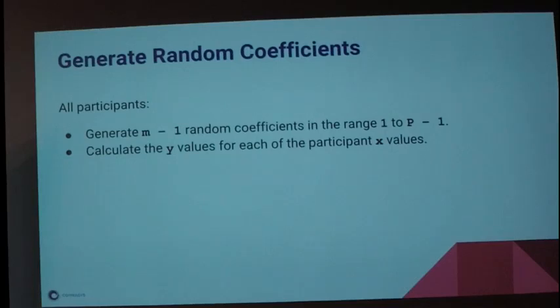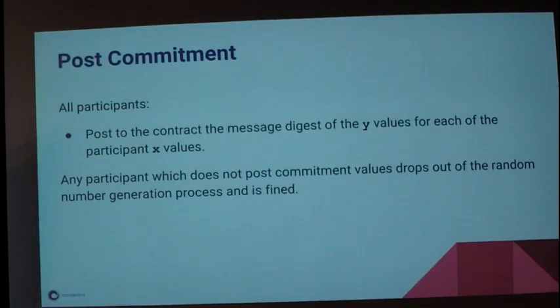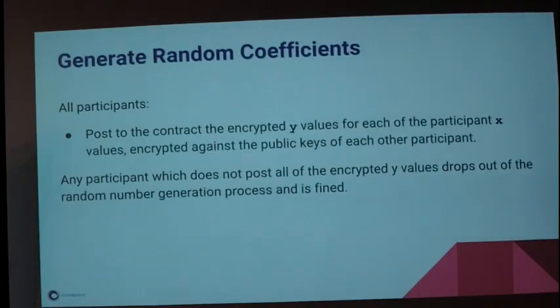Then all participants generate one of those random Shamir secret sharing style curves, where you've got a set of coefficients and a curve of order m. You calculate the y values for each of the participants' x values. So for each of the other participants, you calculate the y value. Then you post the message digest of the y value for each of the participants' x values. Any participant that doesn't post the y values drops out of the process and gets fined. Then all participants post an encrypted y value for each of the x values, encrypting against the public key of each of the other participants. Again, anyone who doesn't post gets fined.